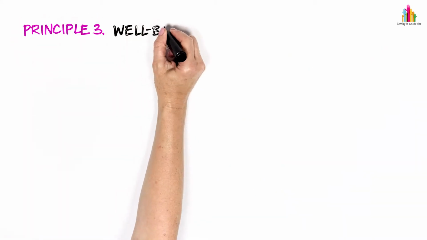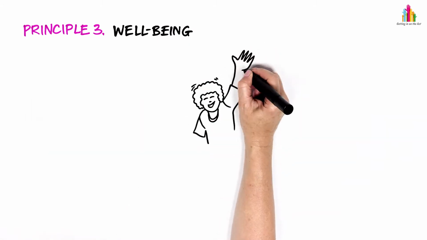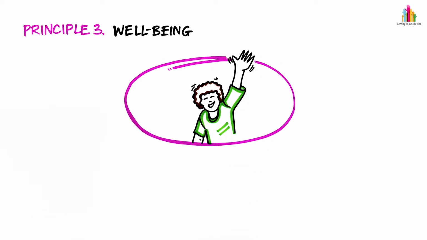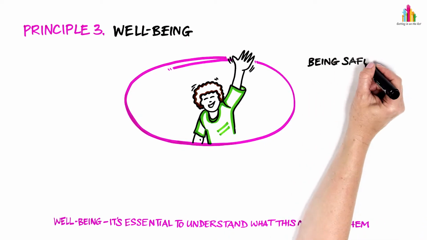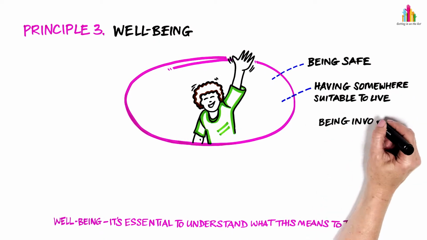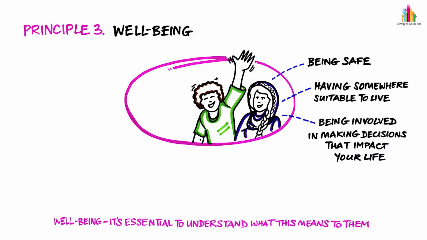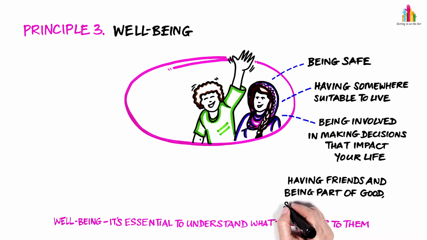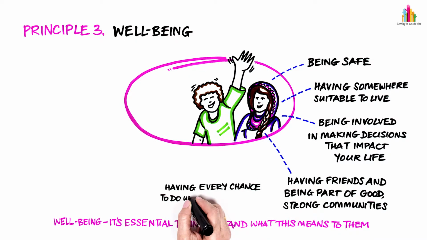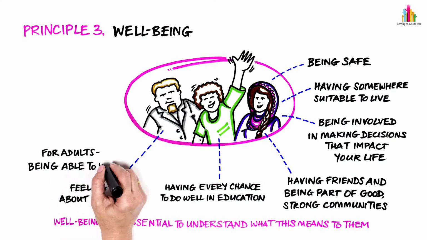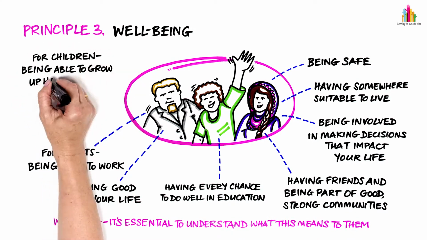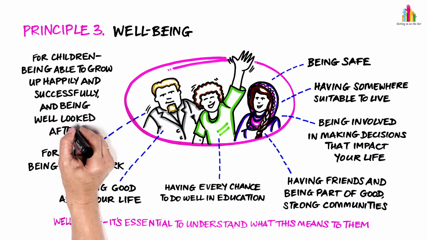Principle 3. Well-being. There are many interpretations of well-being. The Oxford English Dictionary defines it as the state of being comfortable, healthy, or happy. In supporting individuals with their well-being, it's essential to understand what this means to them. This includes being safe, having somewhere suitable to live, being involved in making decisions that impact your life, having friends and being part of good, strong communities, having every chance to do well in education, feeling good about your life. For adults, being able to work. For children, being able to grow up happily and successfully and being well looked after.